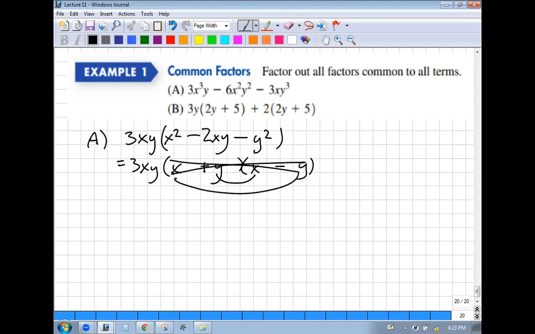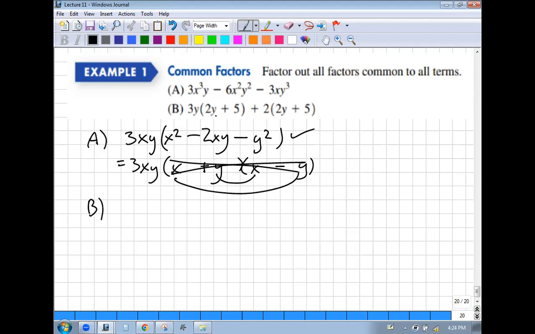So we can't factor this down anymore because those are the only chances. The only thing you can get for a minus y squared is a plus y and a minus y. If this was a positive, that would be different, right? But it's not. So we're stuck. That's it. Done.